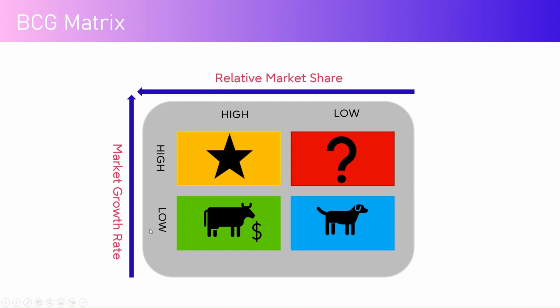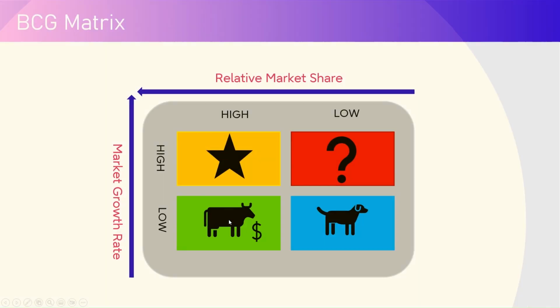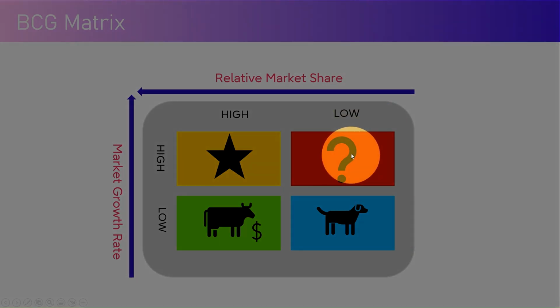Here, market growth rate is low and relative market share is high, so this is called a cash cow. The whole objective is to make sure you milk the cow as long as it produces milk. That means utilize the product or services as long as it is sustainable. Coming here, it's a low relative market share but a high market growth, so this is a kind of question mark.